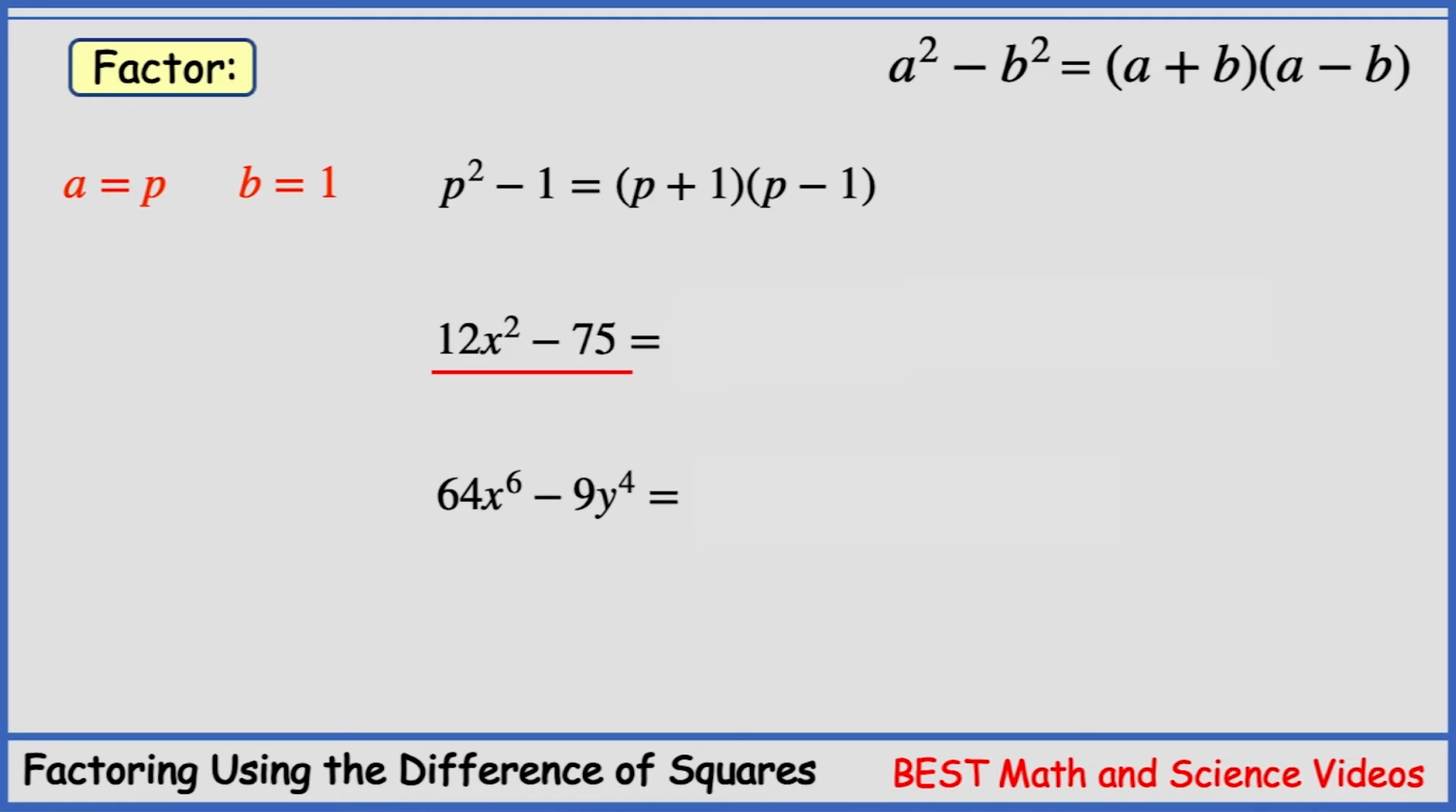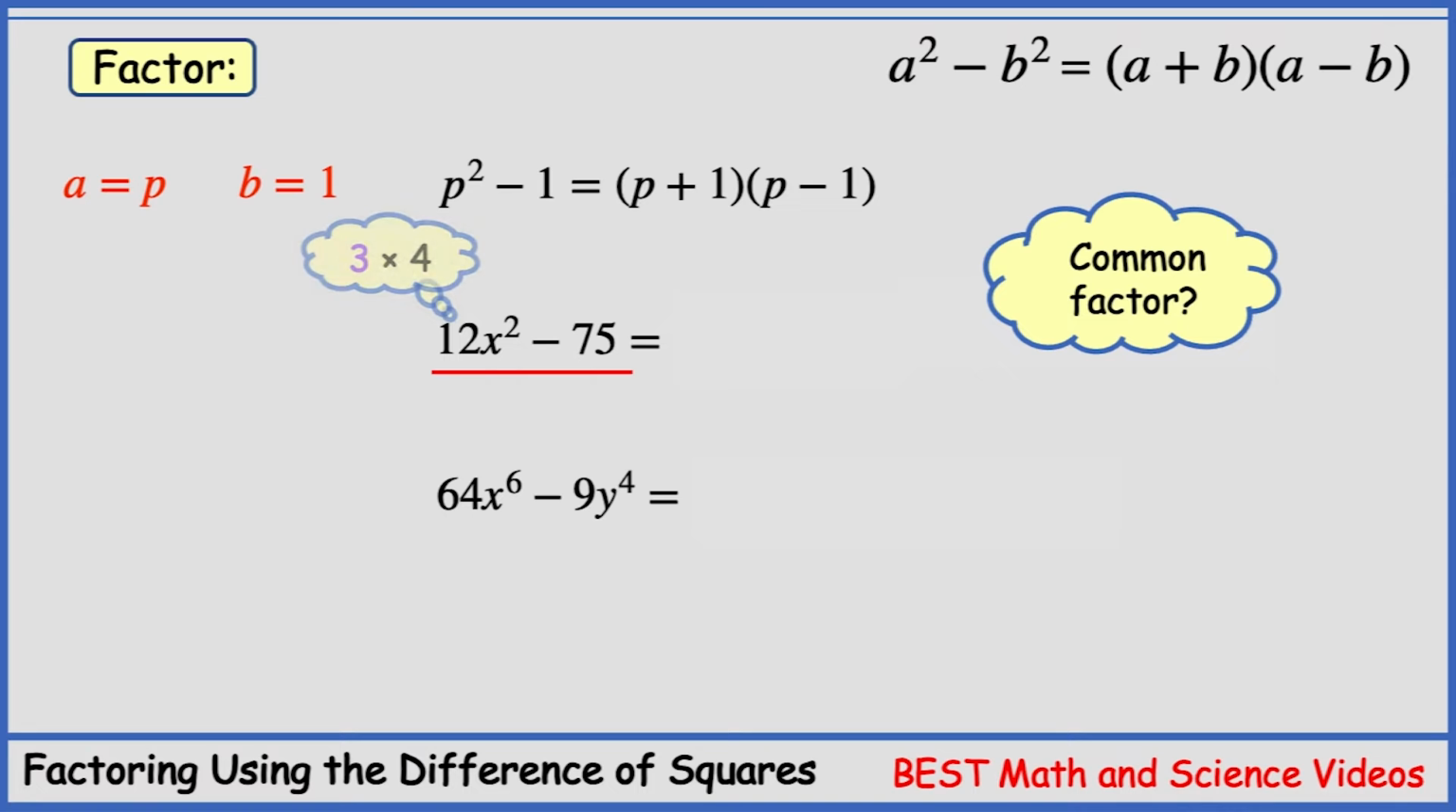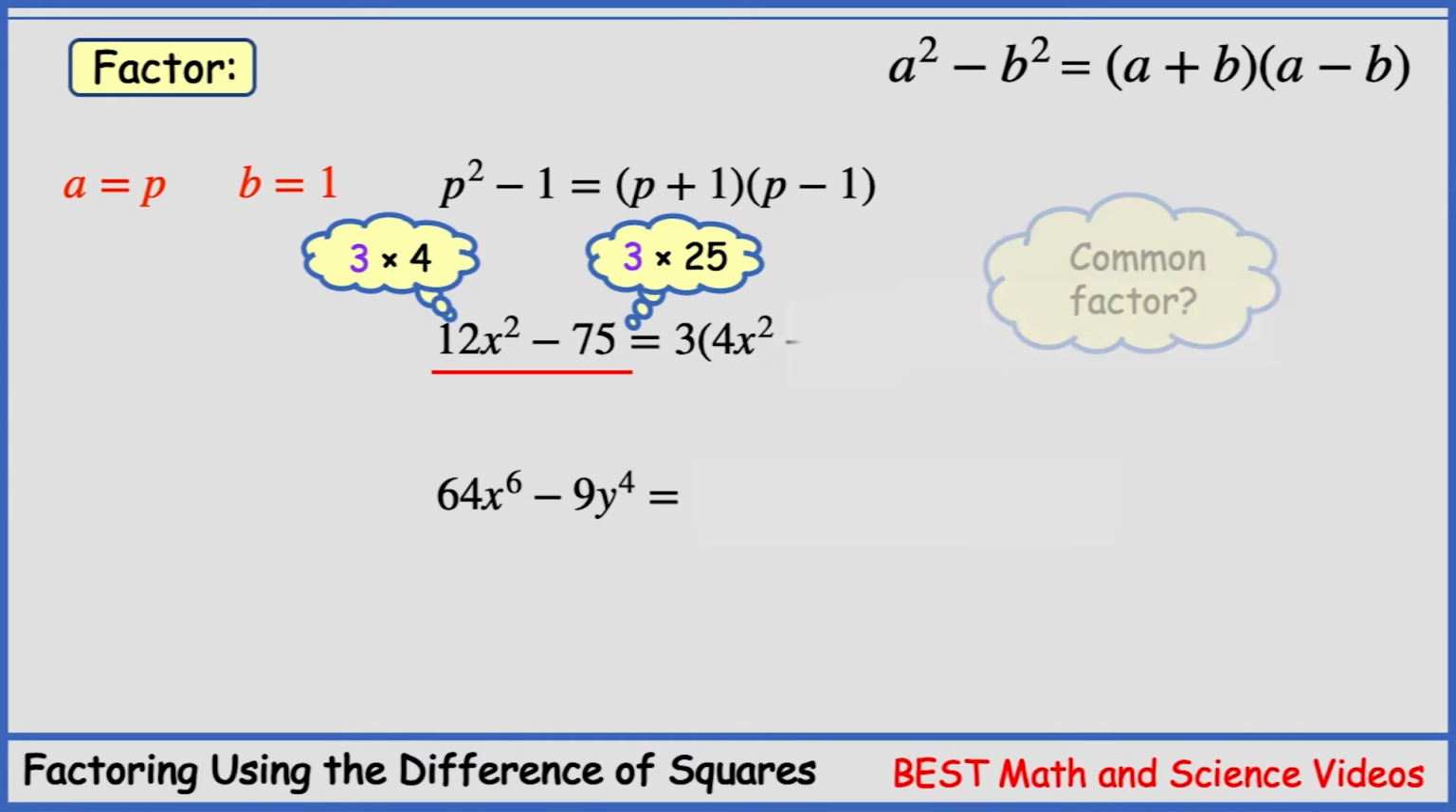Now look at the next expression, 12x squared minus 75. 12 is not a perfect square, and 75 is not a perfect square. For an expression without perfect squares, think: do the numbers have a common factor that you can factor out? In this case, yes. 12 is 3 times 4, and 75 is 3 times 25. So we can rewrite the expression by factoring out 3. Now look at what remains. Are these perfect squares? Yes.